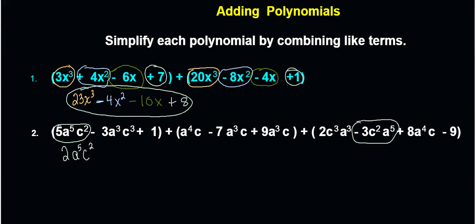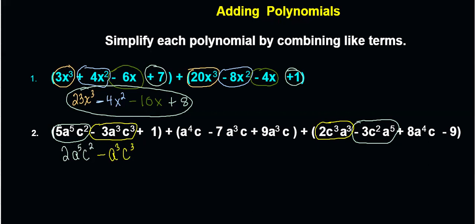Now, let's go on. How about a to the 3rd c to the 3rd? Here we go. We've got 2 of them over here. That's all I see. So if I've got negative 3 and positive 2, 3 is bigger. It's negative, so it'll be a negative. 3 take away 2 is 1. So it's negative a to the 3rd, c to the 3rd.